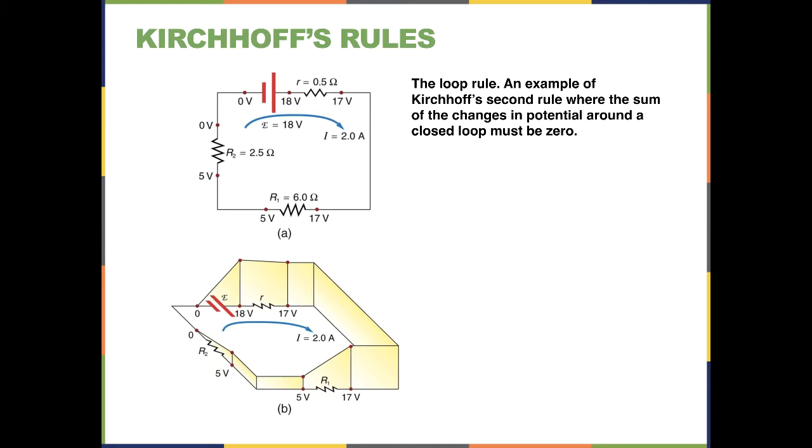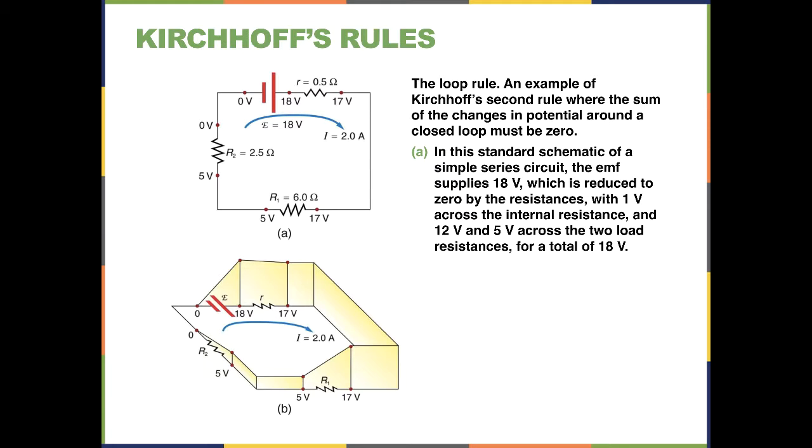And here's a loop rule. This is an example of the loop rule with two ways of looking at it. The presumption is that the flow is clockwise, and it's important to see what direction of flow you're assuming is occurring. In the top, you have what's known as a standard schema. You start out with 18 volts, and it has to be reduced to zero by the time you get back to that point. So you lose 1 volt crossing the internal resistance of 0.5 ohms. You then lose 17 volts crossing the 6 ohm resistor, and the remaining 5 volts crossing the 2.5 ohm resistor.